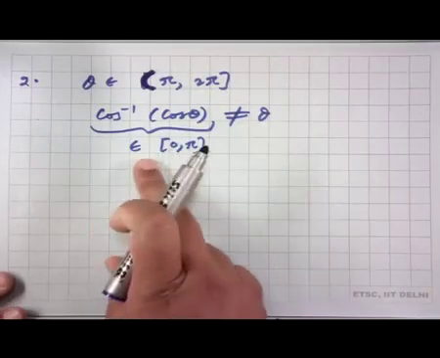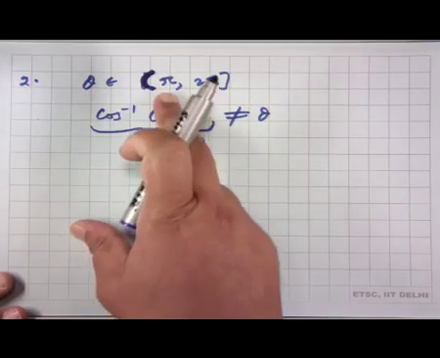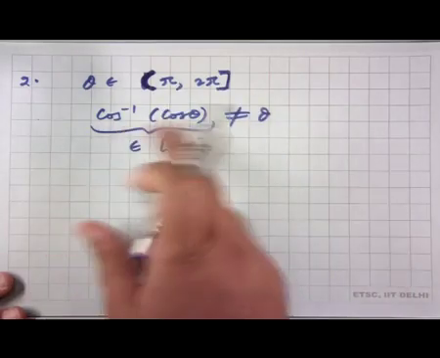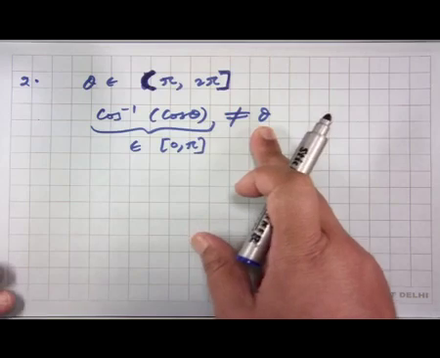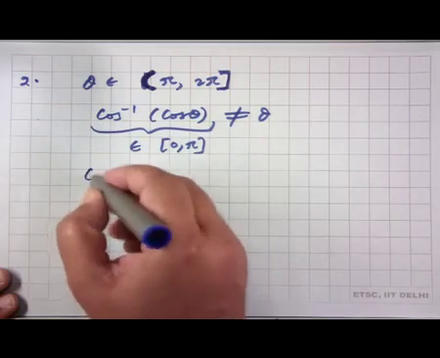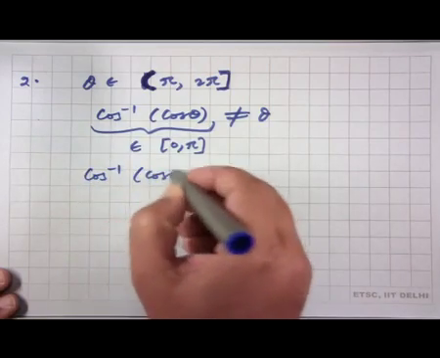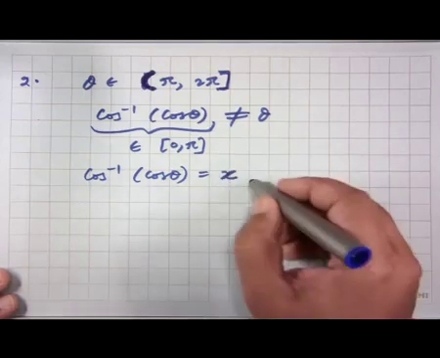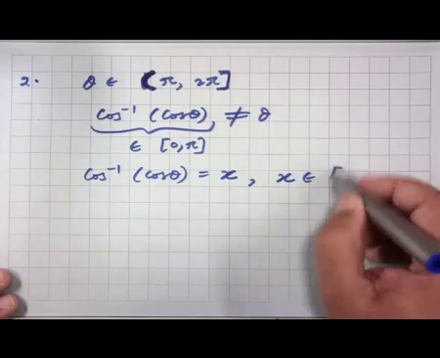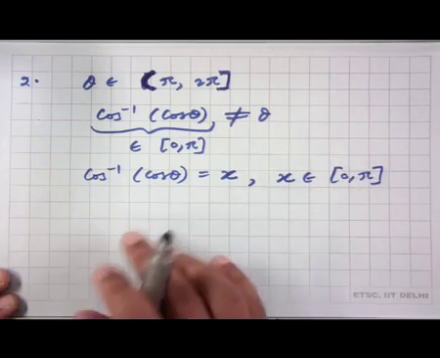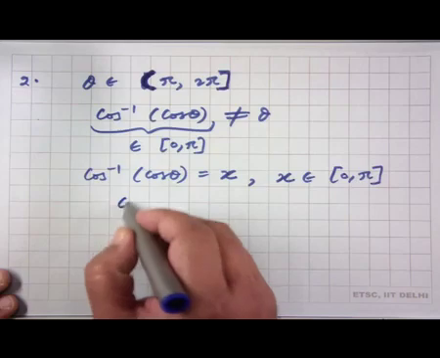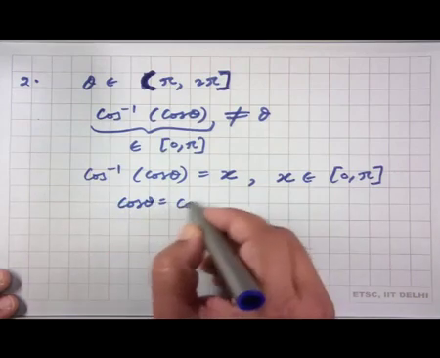Now it is clear that for the second case, when theta belongs to pi to 2 pi, cos inverse of cos theta will not be equal to theta. So, how do we find the value of cos inverse of cos theta? As usual, let us say that this is equal to some x. Then x has to belong to 0 to pi, which is the range set of the cos inverse function, and if we apply the cosine function on both sides, we get cos theta is equal to cos x.